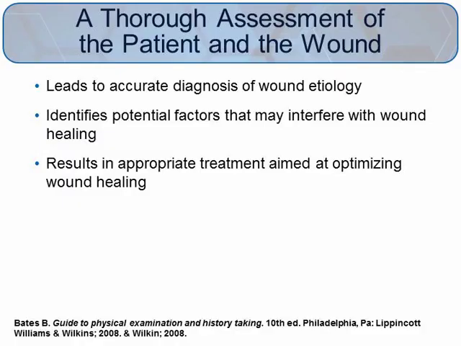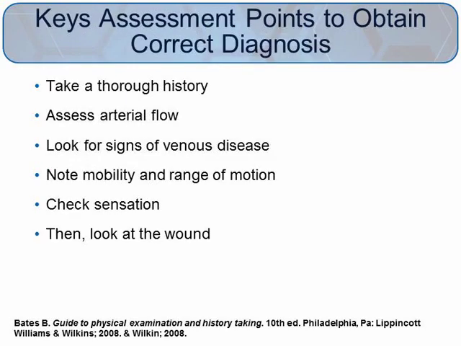So I think the first thing we have to talk about is we need to make the point that a thorough assessment of the patient and the wound leads to an accurate diagnosis of the wound etiology and also identifies potential factors that may interfere with wound healing. This is critical because this will then result in an appropriate treatment aimed at optimizing wound healing.